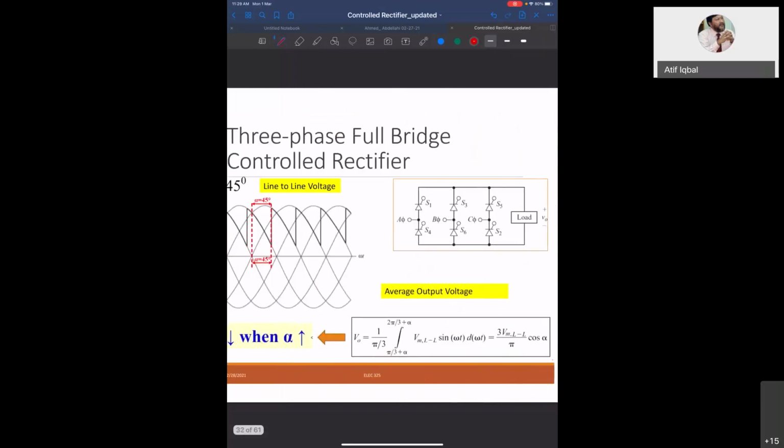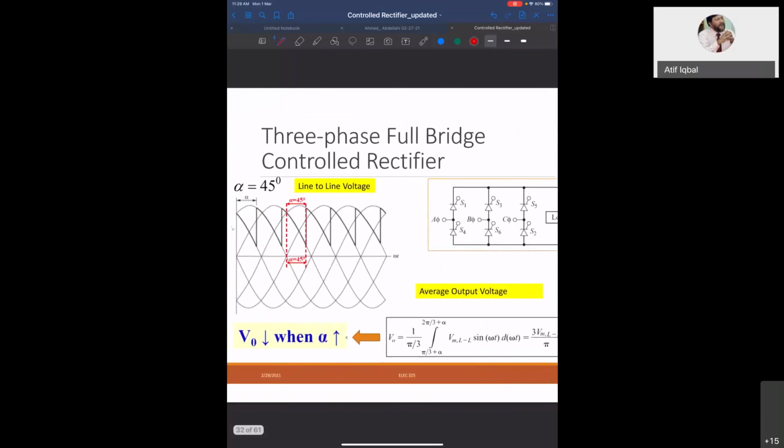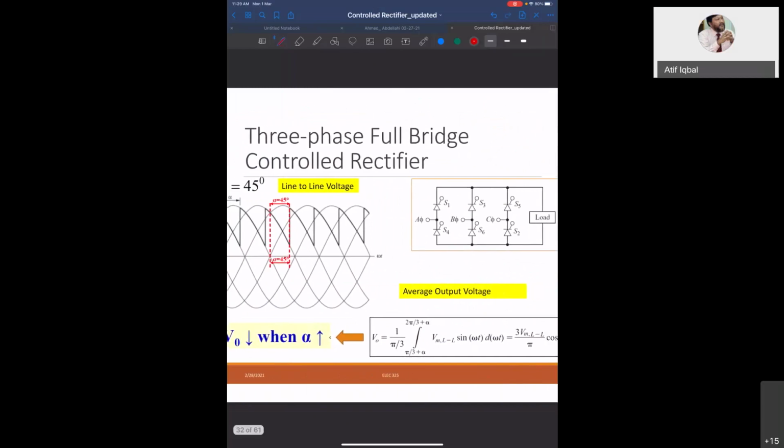Now let us see here. This is called three-phase full bridge control rectifier. In the three-phase full bridge control rectifier, you have 3 thyristors in the upper group and 3 thyristors in the lower group. And how do we number them? This is number 1, number 2, number 3, number 4, number 5, number 6. And why do we sequence like this? Because this is the sequence of their turning on.